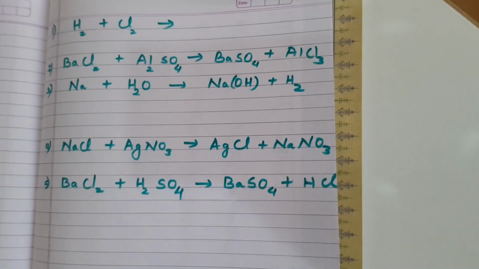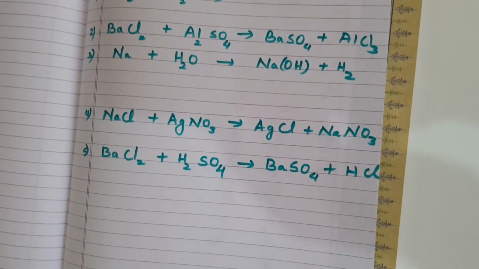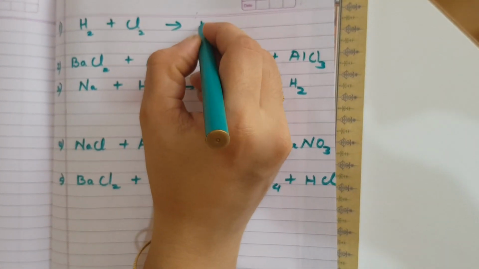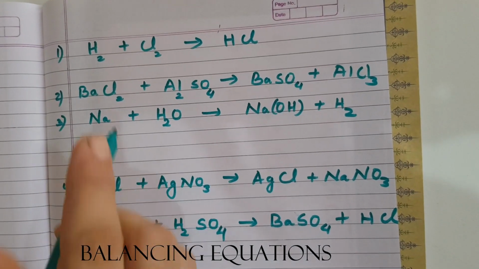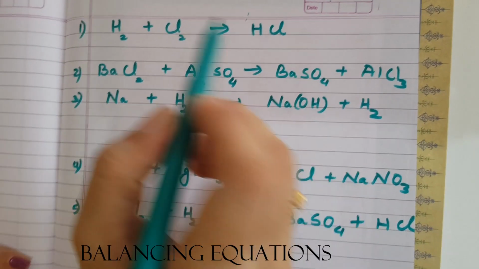Hi children, let's continue with a few more examples of balancing chemical equations today. The first equation today is hydrogen plus chlorine gives HCl. It's a very easy equation. I hope all of you must have understood by now how to do it.